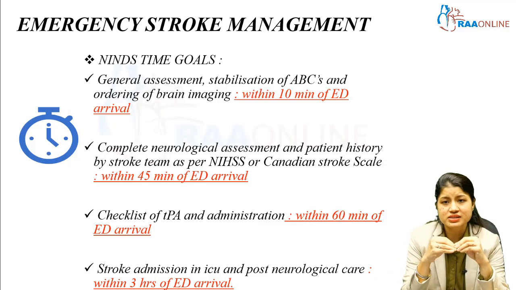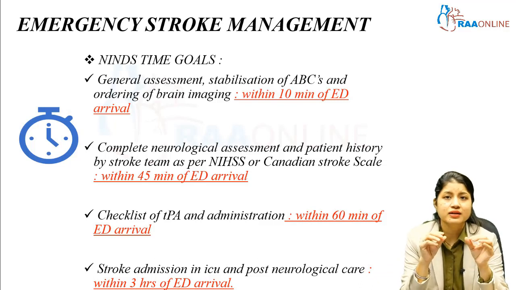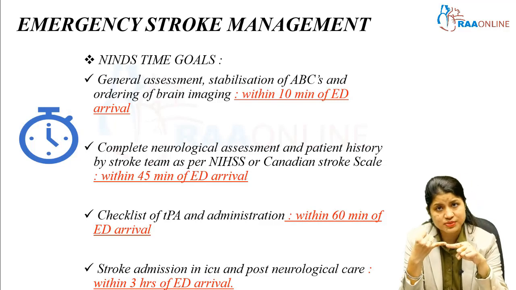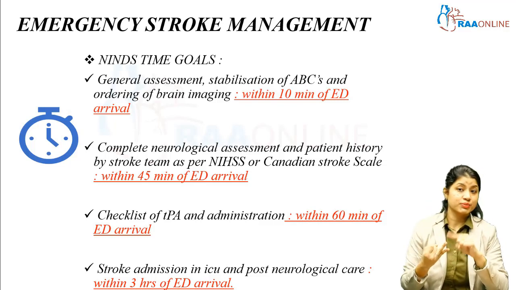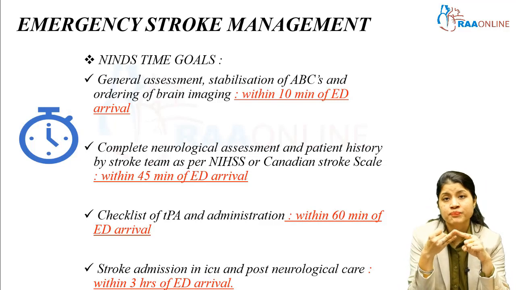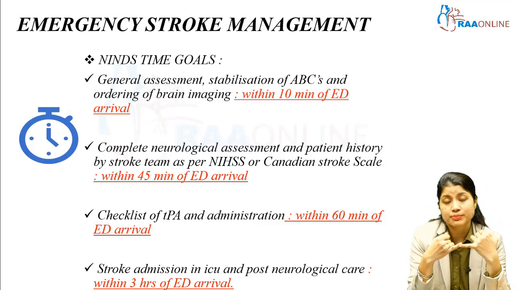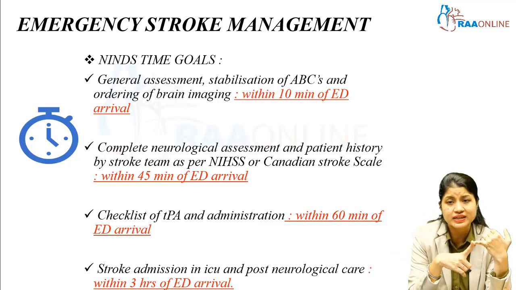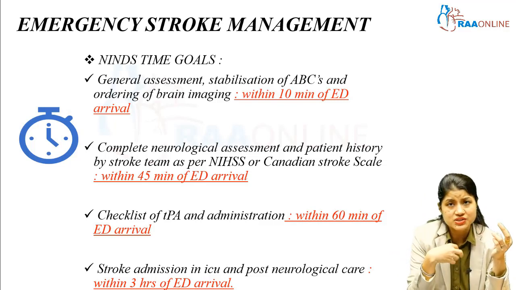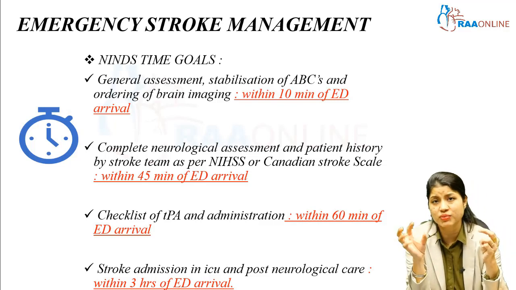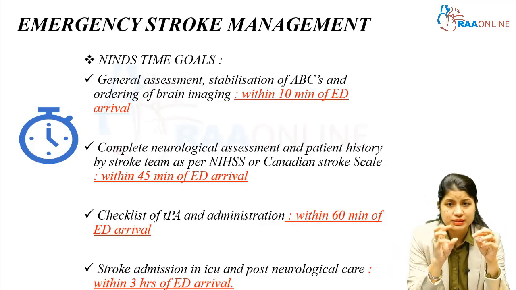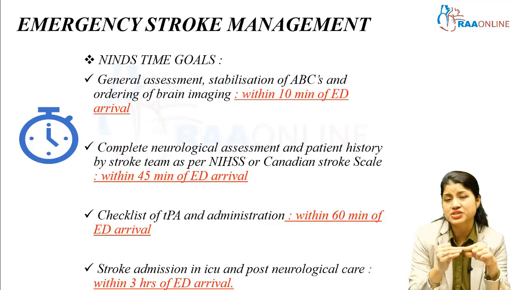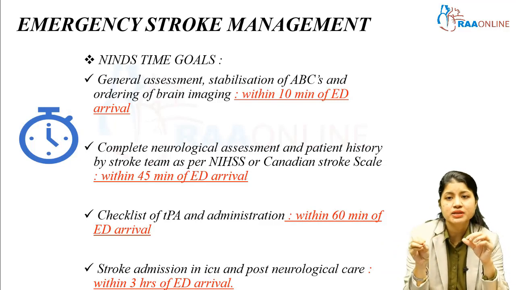As per the NINDS time goals, as soon as the patient arrives at your emergency department, the general assessment of the patient with stabilization of airway, breathing, circulation is very important, because in case of a massive stroke, the patient's airway may be compromised, his GCS may be low, less than 8, or he is not protecting his airway, and the chances of pulmonary aspiration are very high. So stabilization of ABCs, general assessment and ordering a brain imaging should happen within 10 minutes of arrival to your emergency department.